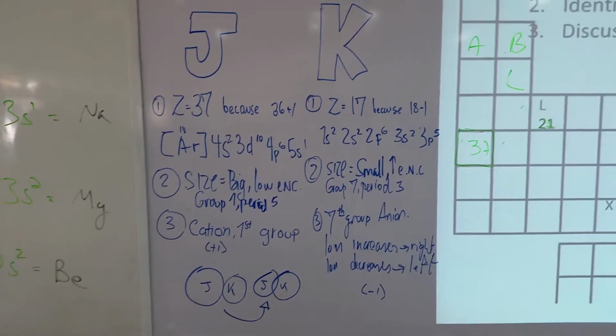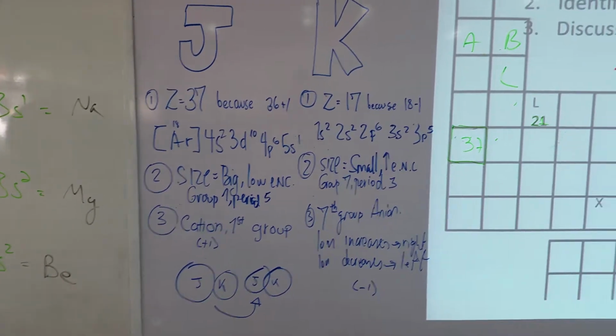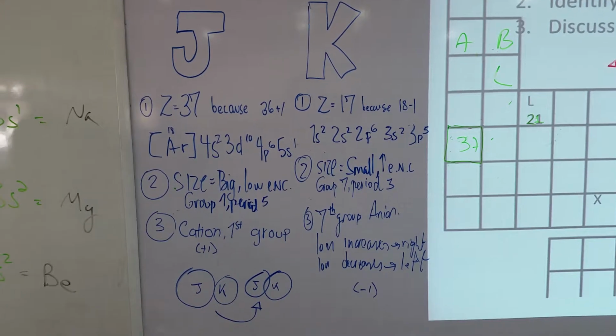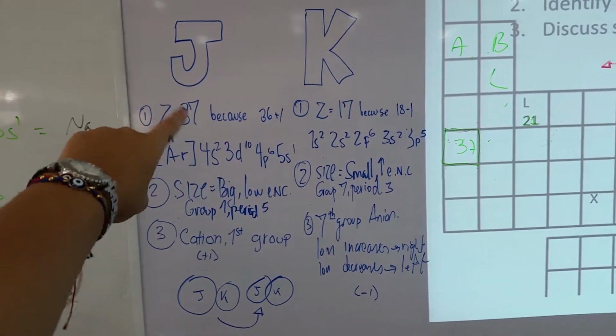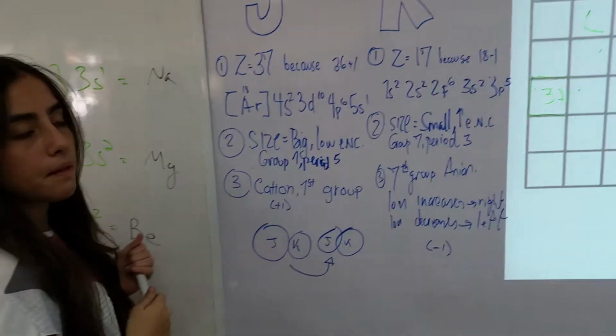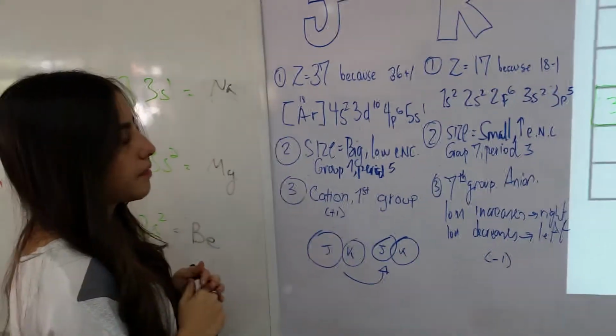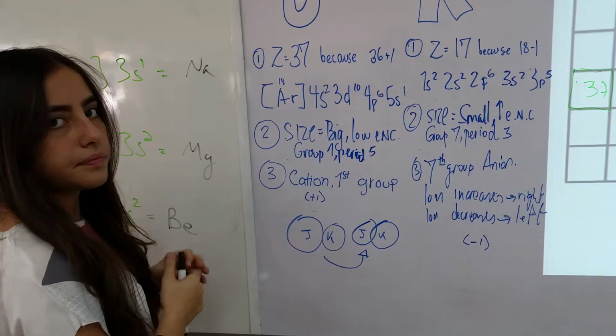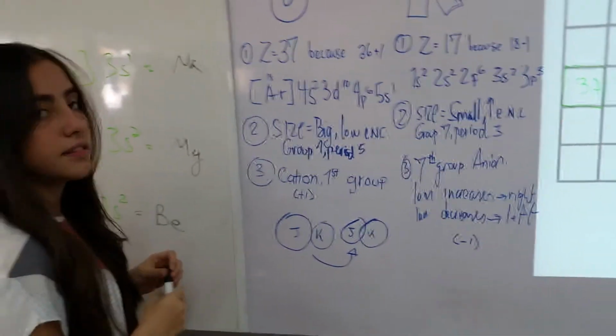This is going to be a preview of the process that we're going to explain now. First, we're going to predict the Z, so the number of electrons and protons, and then its electron configuration, which is below. Then we're going to identify some characteristics and then discuss the size of the most common ion.